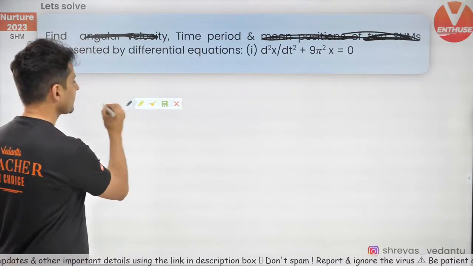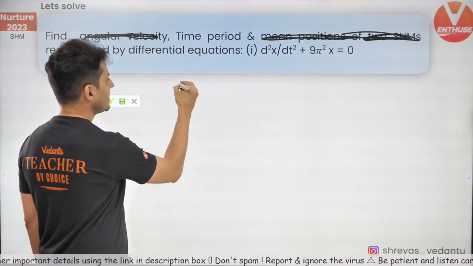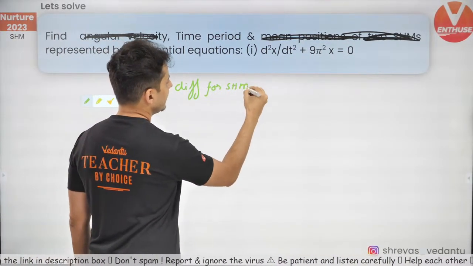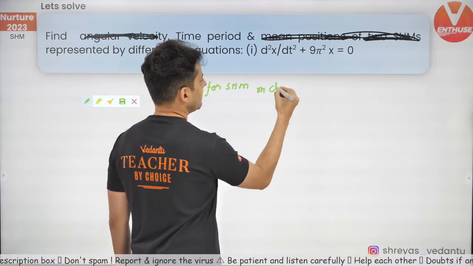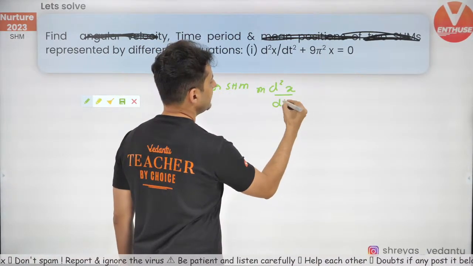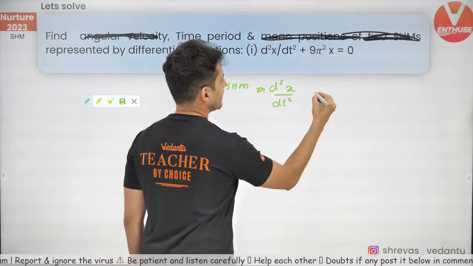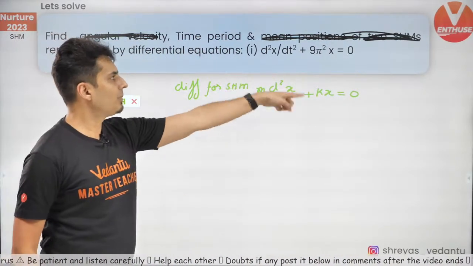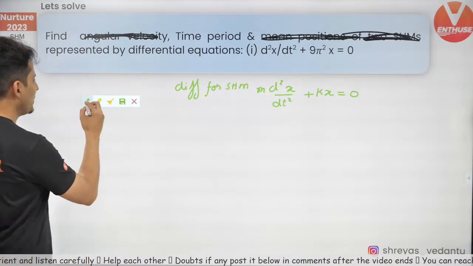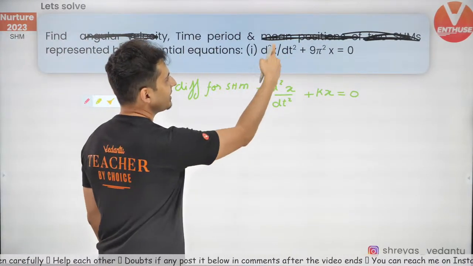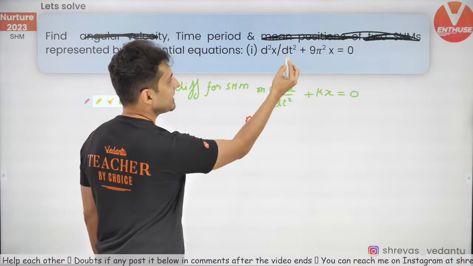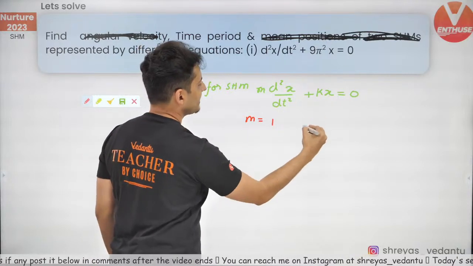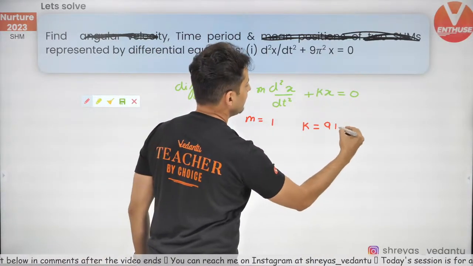Differential equation is given. So how does our general differential equation for SHM look like? Try and recollect. It looks something like this. M d square x by dt square plus kx is equal to 0. Now just compare both of them, you will get the answer quickly. So what is M? What is the coefficient of this? Quickly, what is there? d square x by dt square. The coefficient is nothing, 1. Okay. What is k? k is nothing but 9 pi square.